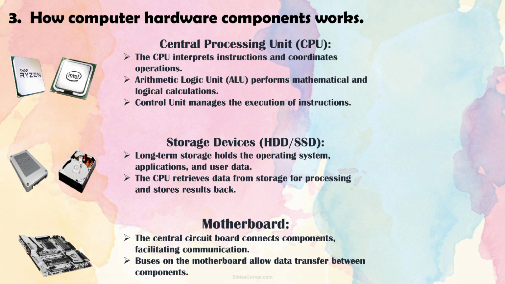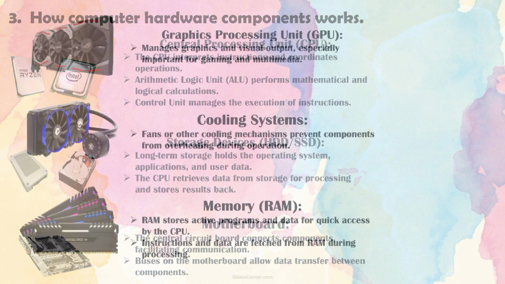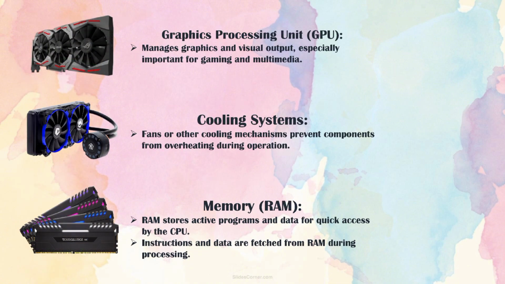Motherboard: the central crucial board that connects components. Communication buses of the motherboard allow data transfer between components. Graphics card manages graphics and visual output, especially important for gaming and multimedia. Cooling system: fans or other cooling mechanisms prevent components from overheating during operation.